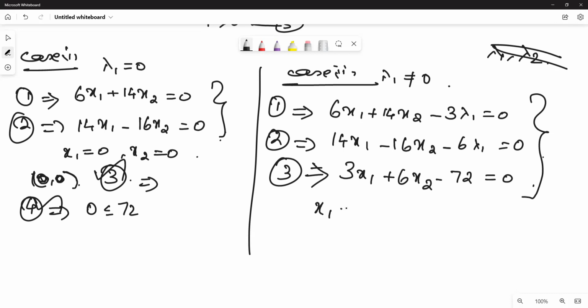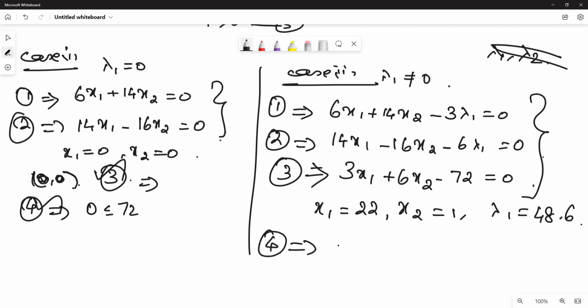We can solve it using a calculator. Then we'll get x1 is equal to 22, x2 is equal to 1, and lambda 1 is equal to 48.6. Let us see whether this solution satisfies the remaining conditions. Substituting in equation number 4, 3x1 plus 6x2 minus 72. Let us see whether it is less than or equal to 0 or not. That is 66 plus 6, 72 minus 72, 0. Yes, the condition is less than or equal to 0, and we have got equal to 0.